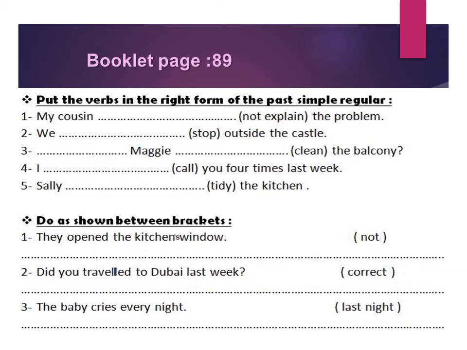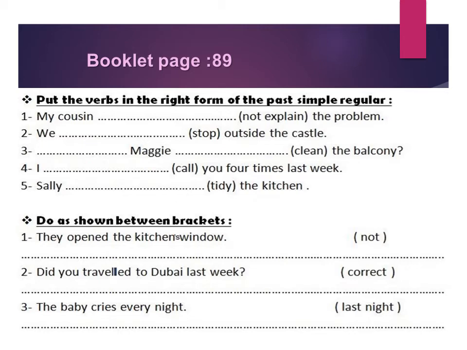Number 3, Maggie cleaned the balcony. Here we have to form a yes or no question. So we have to start with the helping verb did and use the verb in the infinitive form. So the answer will be did Maggie clean the balcony? Remember that you don't have to add ed to the verb in the question.